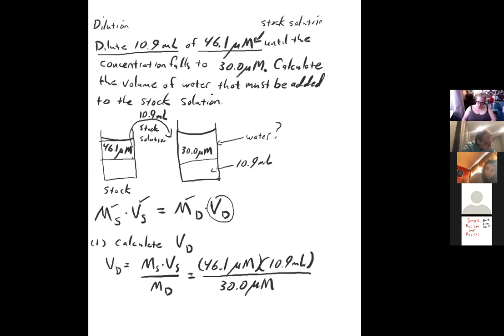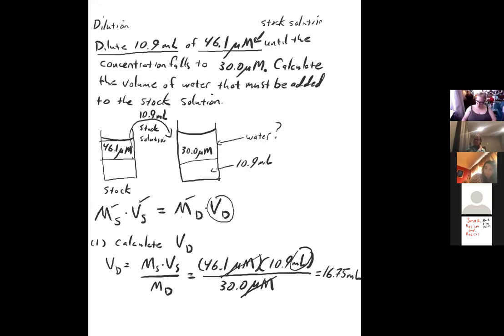Take a look at the units. Micromolar, micromolar, they cancel. So no need to convert this to moles per liter. Just leave it in micromolar. So now you have 46.1 times 10.9 over 30. And it looks like you get about 16.75. And then the units are right here, milliliters.